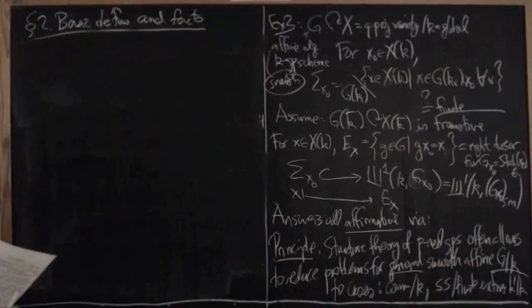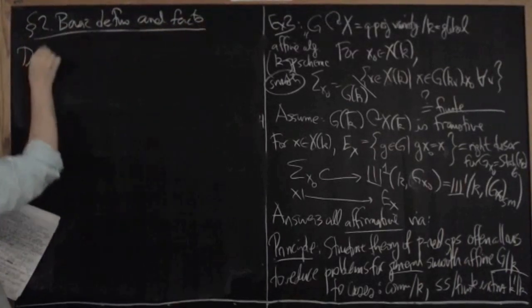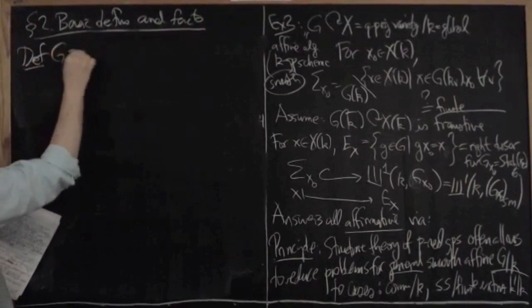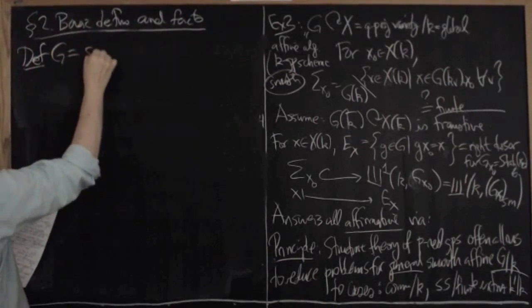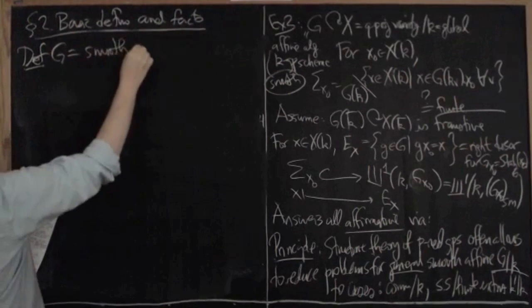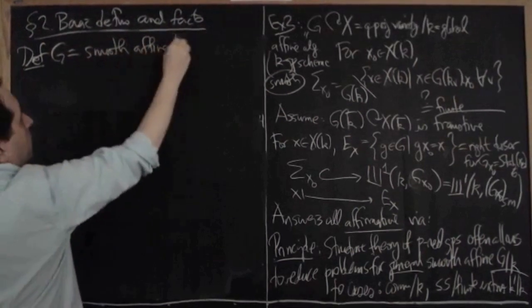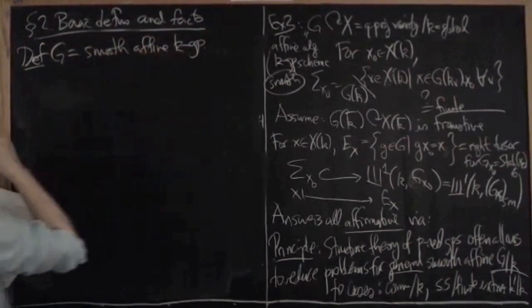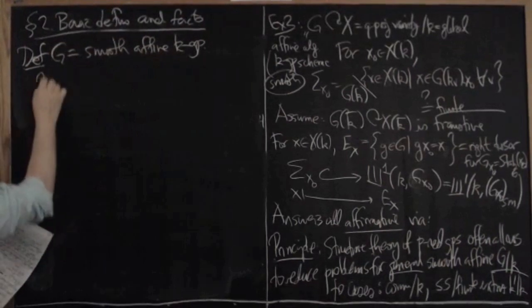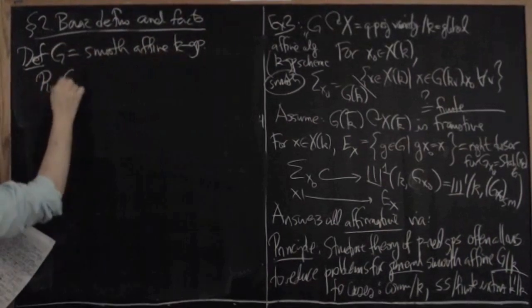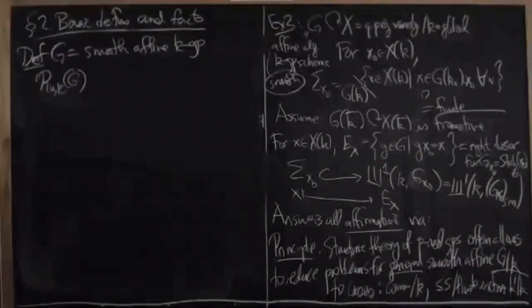Okay. And so let's start with some definitions. Suppose G is a smooth affine group over a field k. I'm going to define R_{u,k}(G). I'm going to call this the k-unipotent radical.